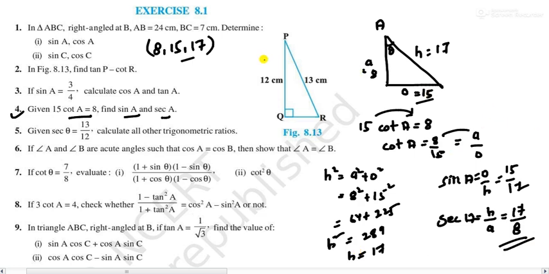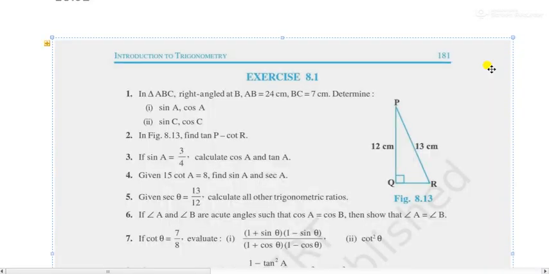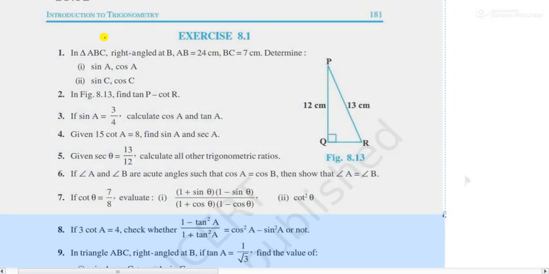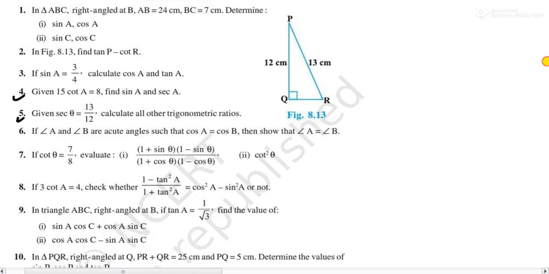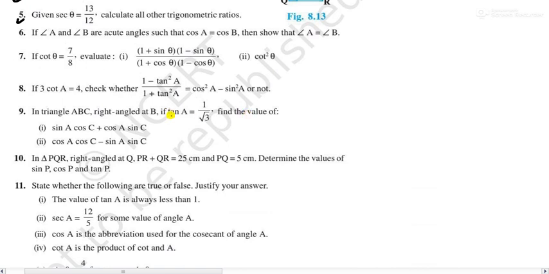Okay. Moving to our next question. So this is our next question. Question number 4. What have they given? Sorry, 4 is done. 5. Question number 5 we will solve now. It's very easy. Given sec theta is 13 by 12, calculate all other trigonometric ratios.